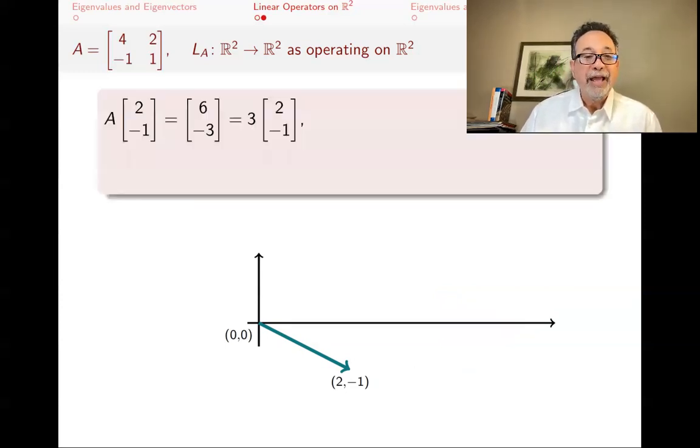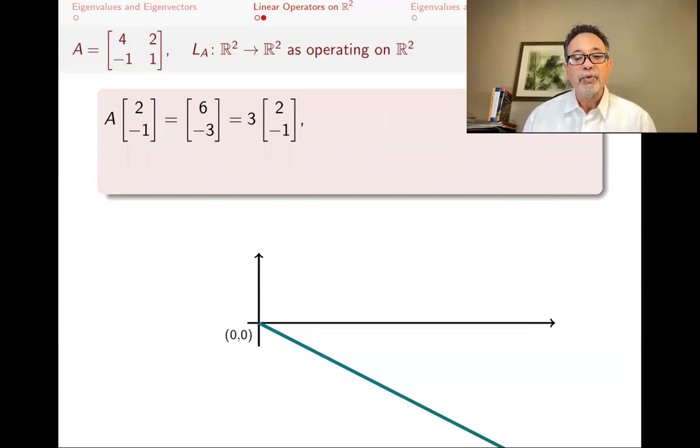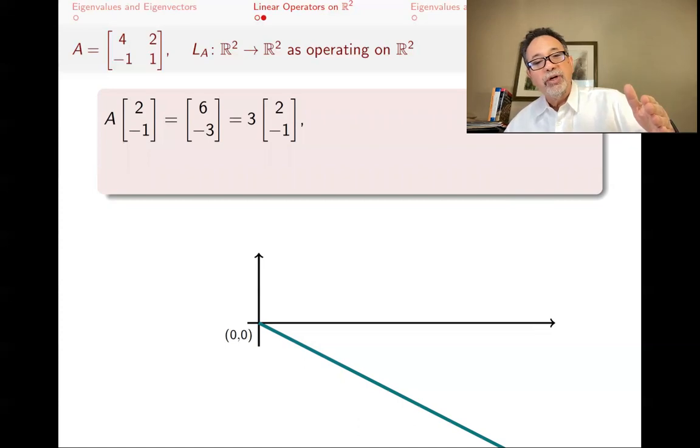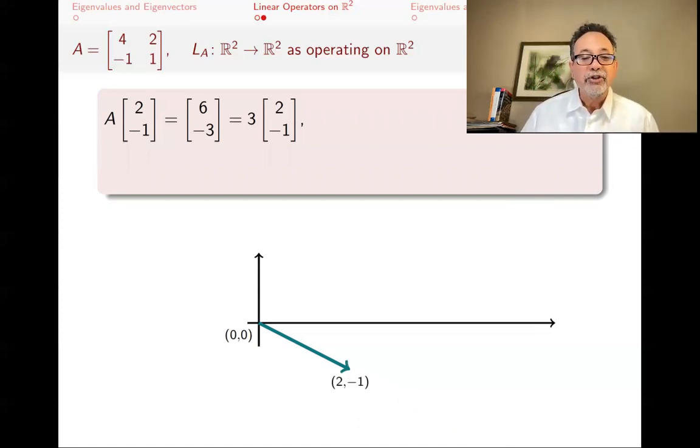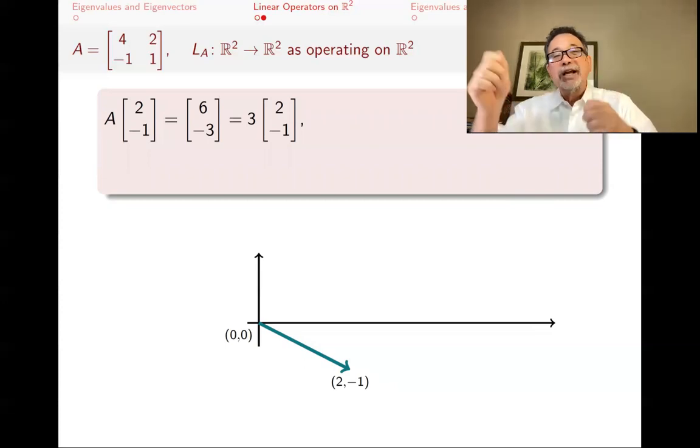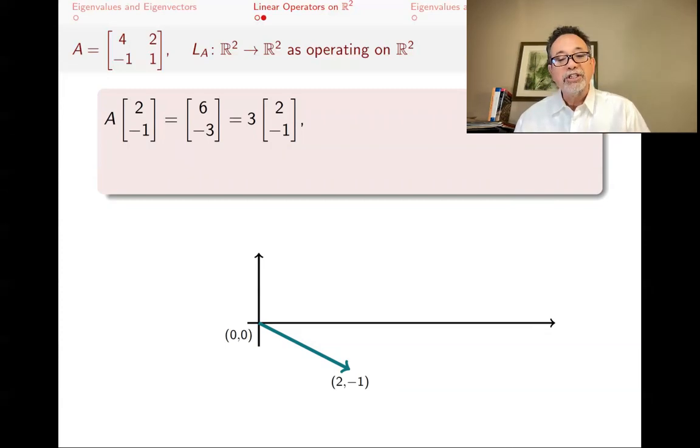Well, if I take A and multiply it by 2, minus 1, I get 6, minus 3. And 6, minus 3 is 3 times 2, minus 1. So the unusual thing here is that we are staying in the same direction, and we're just going 3 times as much. This is a little bit off the screen right now. So the direction doesn't change anymore. We're not rotating anymore, but we're just stretching.